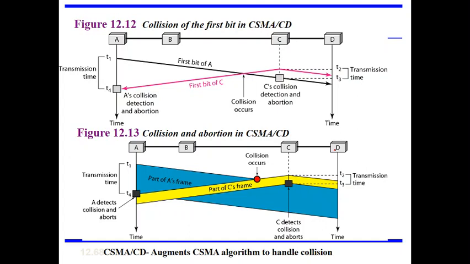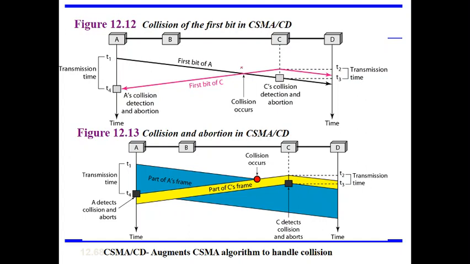Okay, so here we'll see how the collision happens. I'm considering the same example: there are four devices connected to a medium. At time t1, A sends to the medium after applying one of the persistent methods. It will sense the medium is idle and transmit the frame. It starts transmitting the frame at time t1.